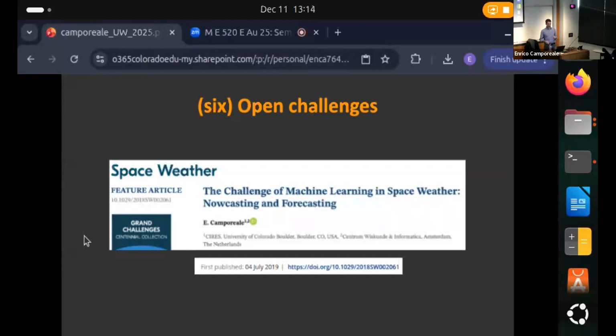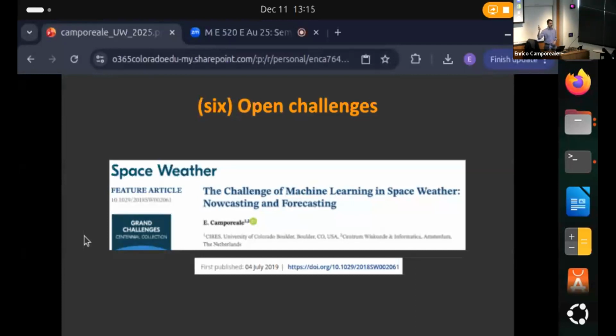In the very last section, I thought, let's sit down and think about challenges that might be interesting for the space weather community, or the heliophysics community in general, that the community should overcome if we want machine learning to succeed in this field. Recently I looked at this paper again. I think it's a good exercise for every scientist, maybe every 5 or 10 years, to sit down and look at where we were 10 years ago and see what has been done. Again, a lot has been done, but I would argue that these 6 challenges are still very much open.